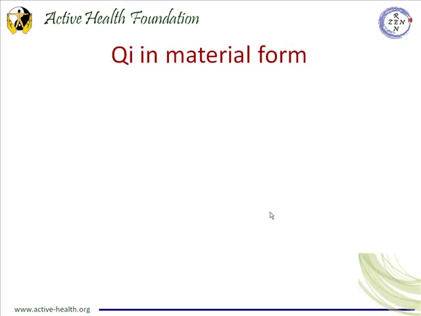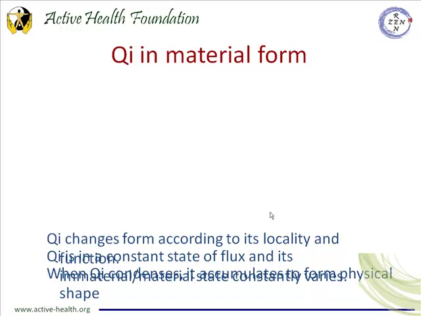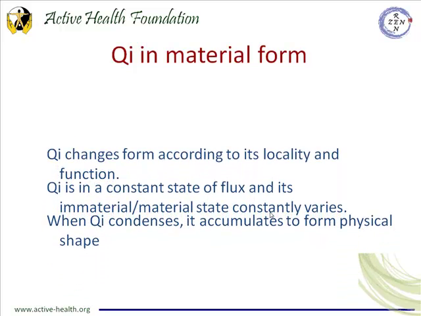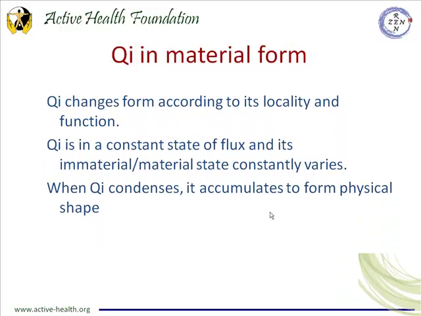When we look at qi in a material form, we see that qi can change according to its locality and its function. We'll see more about that later on. Qi is in a condensed state of flux, and its immaterial material state constantly varies. When qi condenses, it accumulates to form a physical shape.